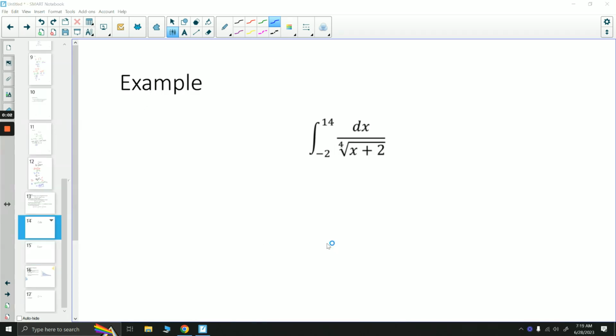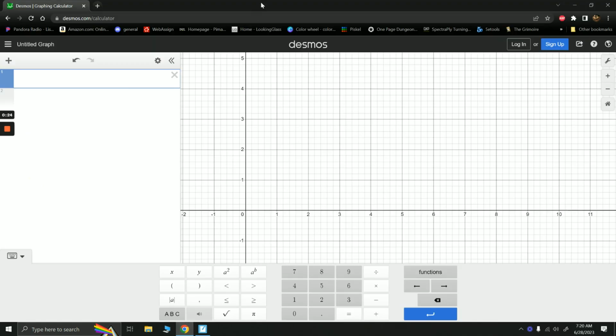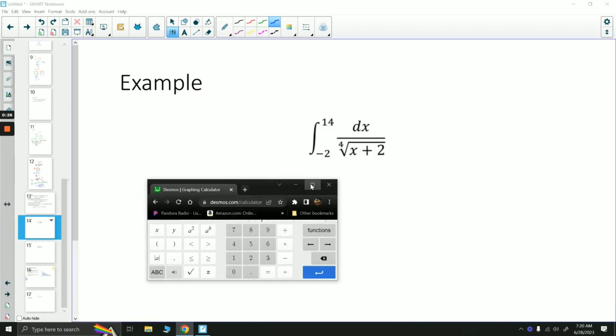Okay, so we have the integral from -2 to 14 of dx over the fourth root of x plus 2. Now, I think we can tell that negative 2 is going to be a problem here. Negative 2 plus 2 is 0. The fourth root of 0 is 0. 1 divided by 0 is undefined. But we'll go ahead and graph it too, just so you can see this.